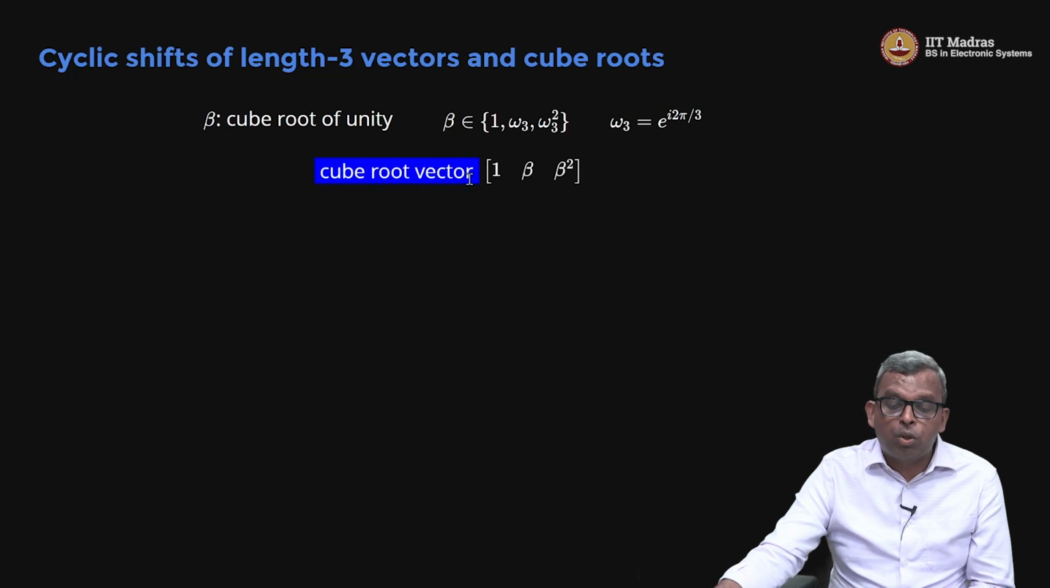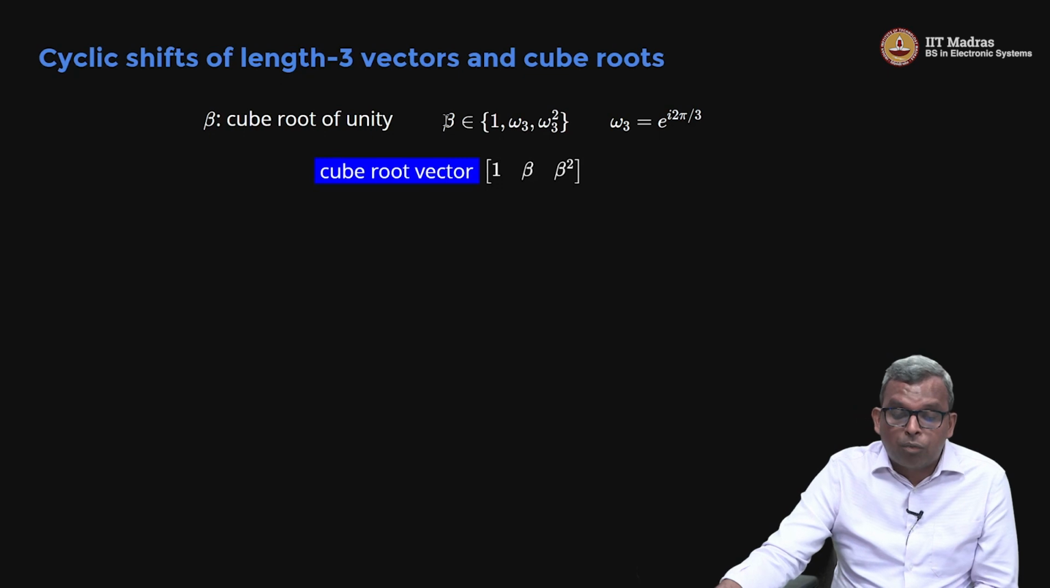I'm going to define a cube root vector which I call 1 beta beta squared. So for instance, if beta is 1, this vector is just 1 1 1. If beta is omega 3, it is 1 omega 3 omega 3 squared. If beta is omega 3 squared, it is 1 omega 3 squared omega 3 power 4, but omega 3 power 4 is same as omega 3. So this is the cube root vector.